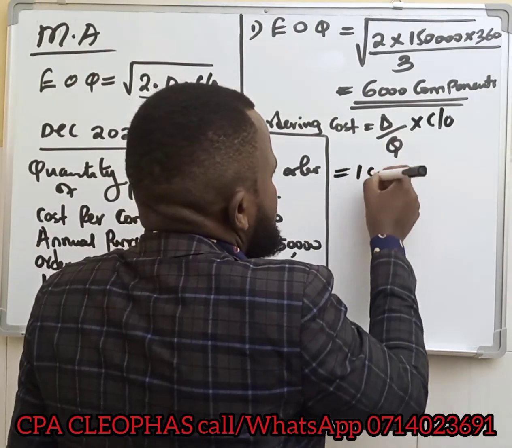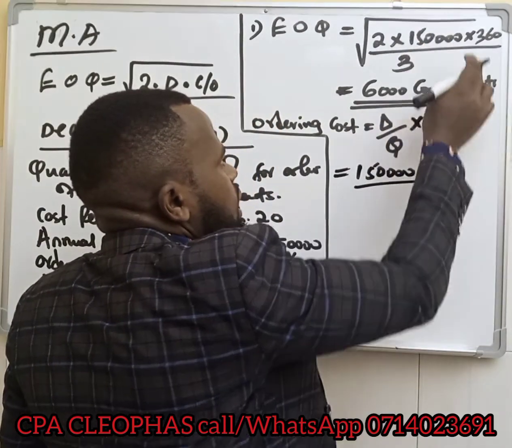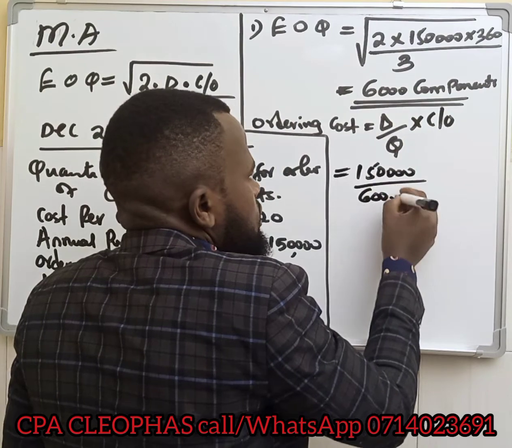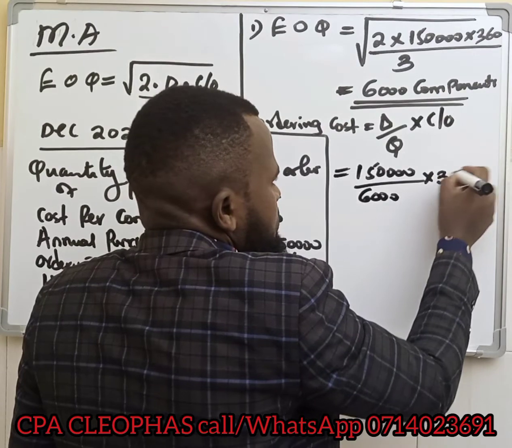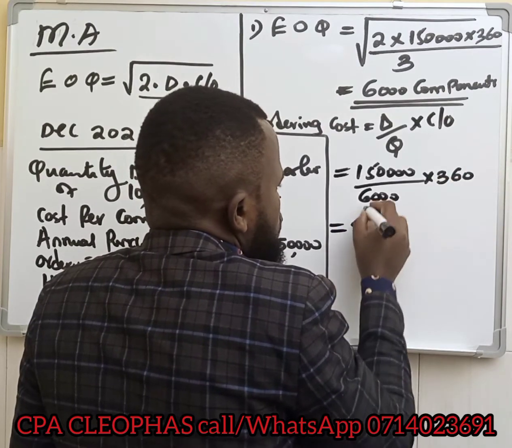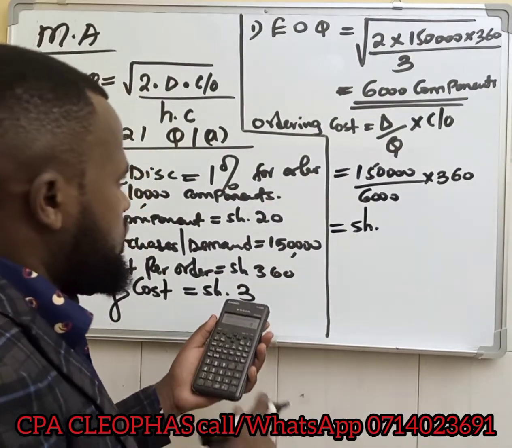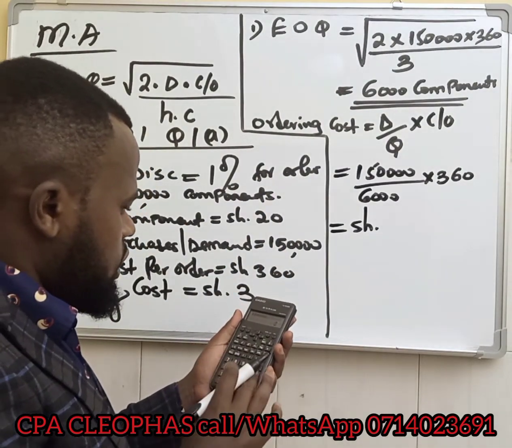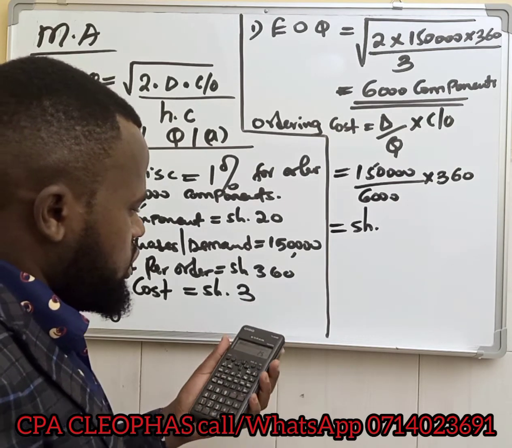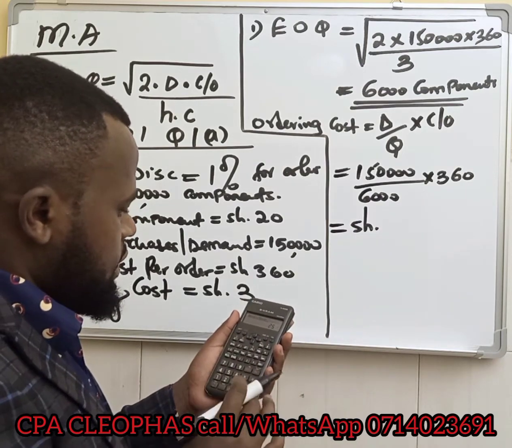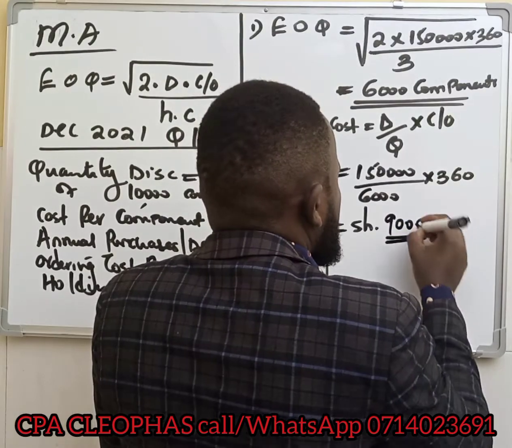So the D is 150,000, the annual demand, we know. The Q is EOQ, 6,000, then times ordering cost per order, which was 360. That gives you the cost of ordering at the economic order quantity. So 150,000 divided by 6,000 gives you 25 orders, times the cost per order, 360, which gives me 9,000. So that is the ordering cost.